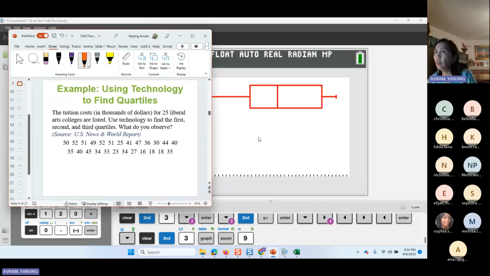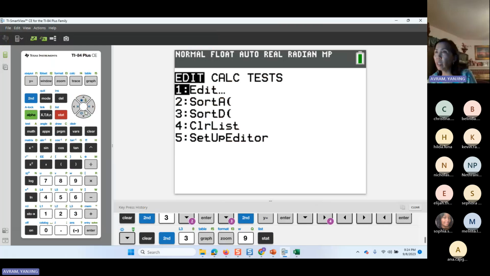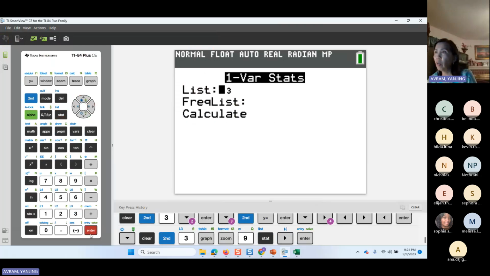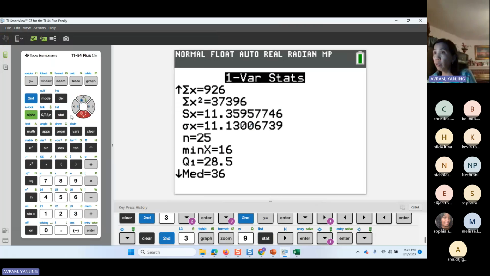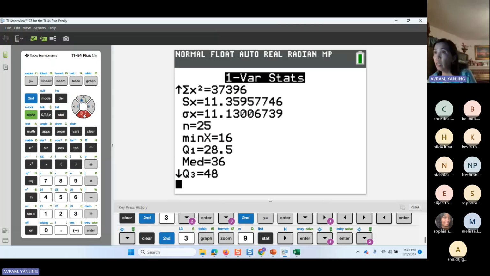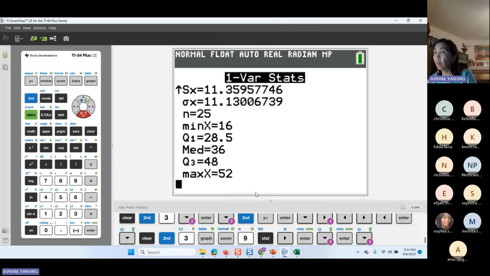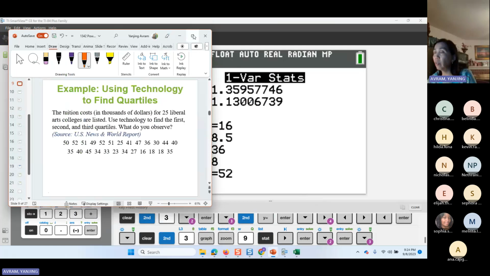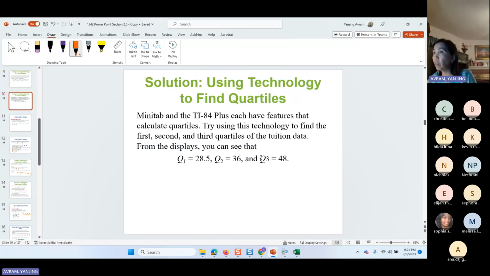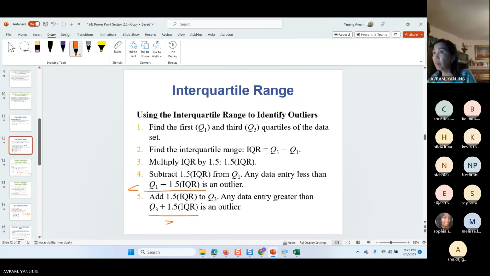And we can find the minimum and maximum right here really quick. Look at this one right here. We already found the minimum, Q1, Q2, Q3, and the maximum right here. So using the calculator, you can graph pretty much everything in here.